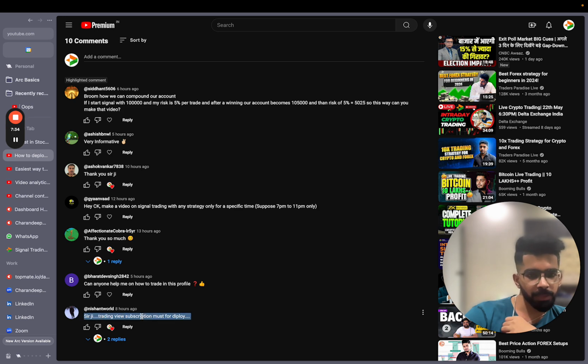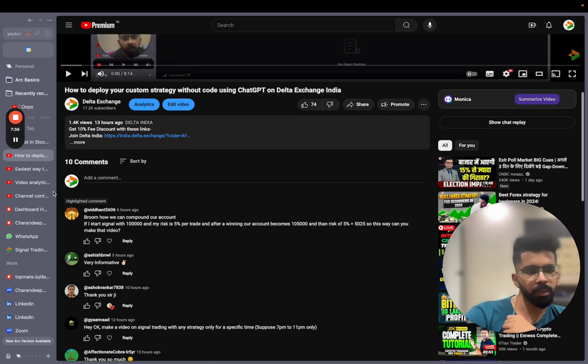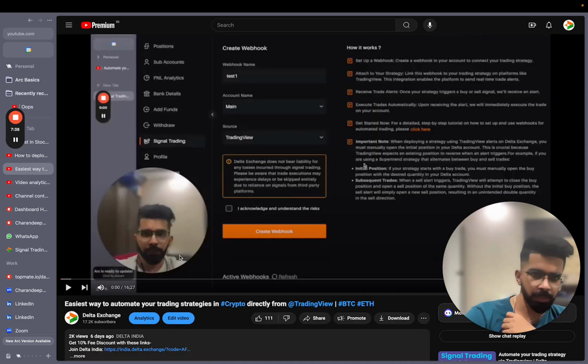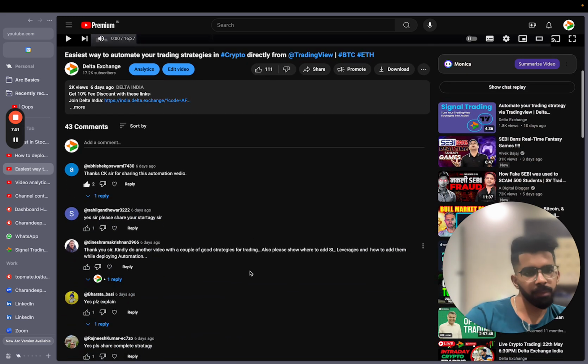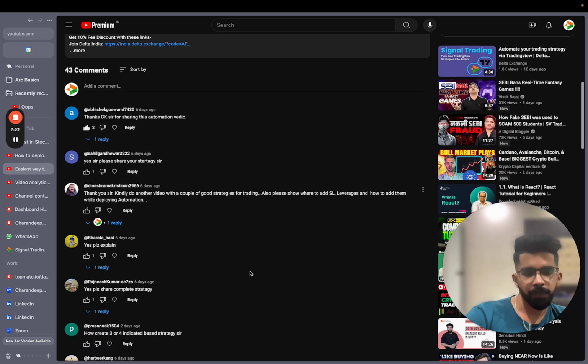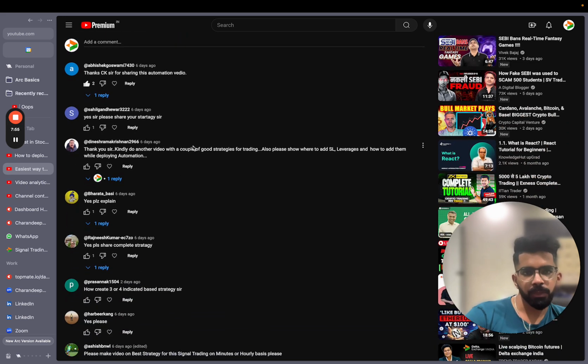TradingView premium subscription is a must for deployment. You have to spend 1000 rupees a month for that. ChatGPT and Julius both will cost you around 1900 to 2000 rupees a month. Okay, so your total cost of doing this, if you want to also purchase ChatGPT premium, will be roughly 3000 rupees. Now a lot of questions which I got were regarding strategies.